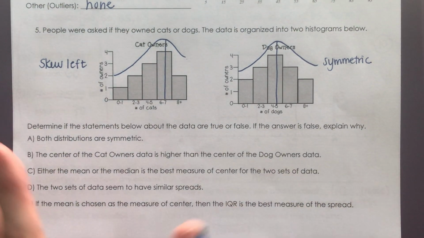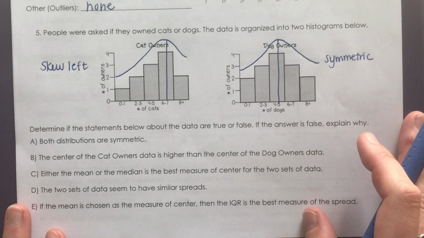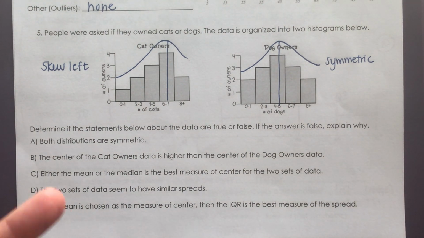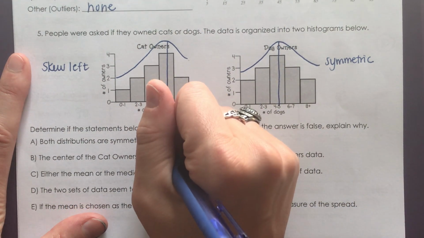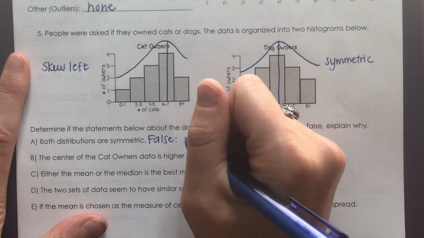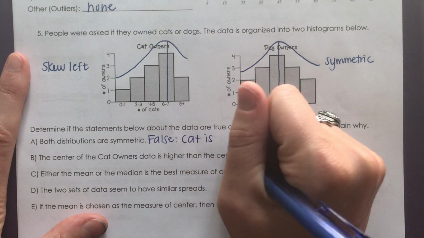Okay. So first question, letter A. Both distributions are symmetric. Well, look at that. Already I know that that is false, because the cat owner one is skewed left.